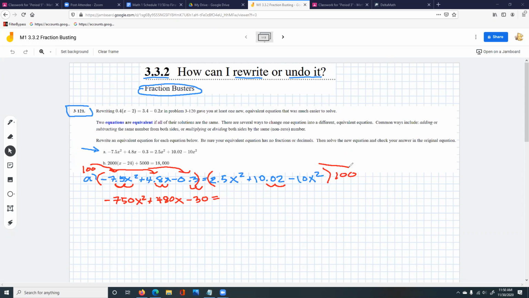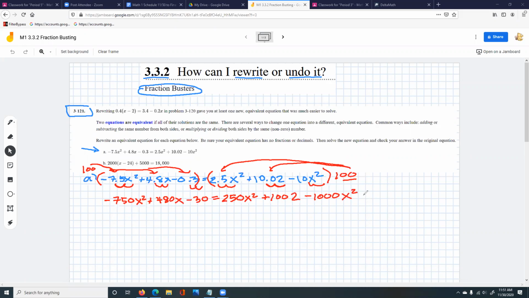equals, now I'm going to take the 100 and multiply it by 2.5. So I'm going to move the decimal 2 places, because we have 2 zeros. So that's 250x squared. Then the 100 times the 10.02, move it over 2 places. That's plus 1002. And then 100 times 10, we move it over 2 places. So that'll be minus 1,000x squared.